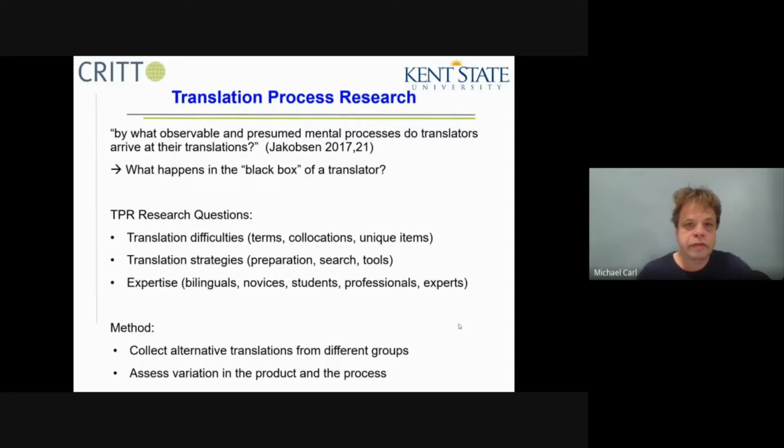Okay, so translation process research asks: by what observable and presumed mental processes do translators arrive at their translations? And this is a citation from Jacobsen in 2017.